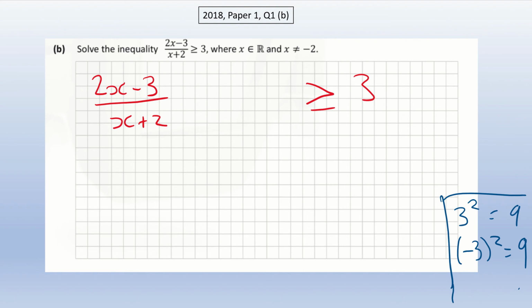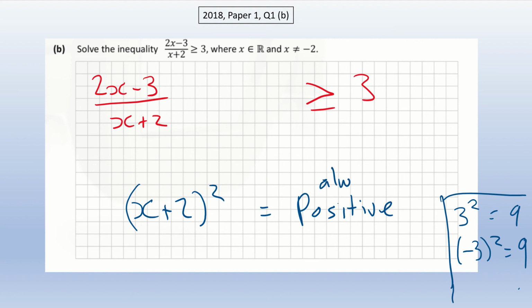We're going to say that my denominator is x plus 2. We don't know if that's positive or negative. But if I was to square it, that's always going to be positive, because when I square something, my answer will be positive. So I just said the same thing twice there, I suppose, just to emphasize it.